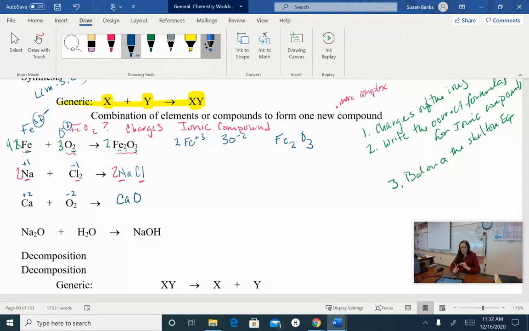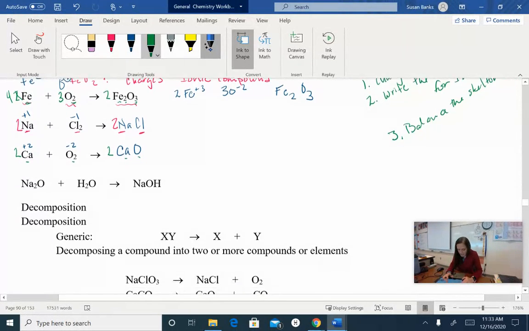Okay, so I've got my skeleton equation. Now I'm ready for balancing my equation. So I've got 1 calcium, 2 oxygens, 1 oxygen. So I need to put a 2 in here, which means I need to go back and put a 2 in front of my calcium.